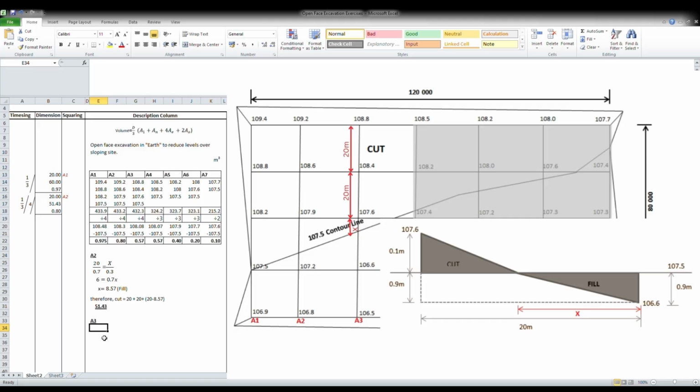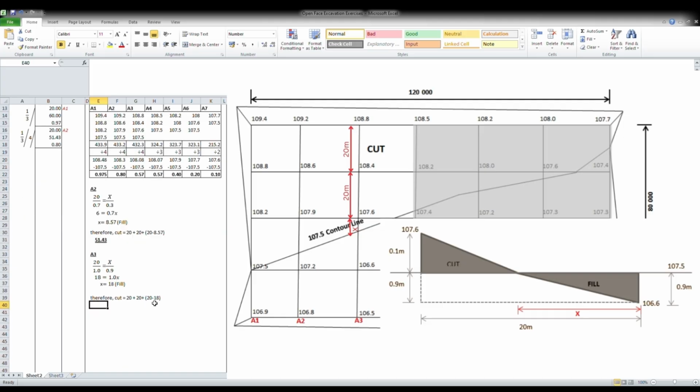So if we say 107.6 minus 107.5, we get 0.1 meters, right? And then when we take 107.5, subtract 106.6, we get a depth or a height of 0.9 meters, right? So using similar triangles, 20 over 1 meter equal to x over 0.9. So that gives us 18 equals 1.0x. And then x will be equal to 18, but that will be for the fill portion. Now, in order to get the cut section, we will say 20 plus 20 plus 20 minus 18, and that gives us 42.